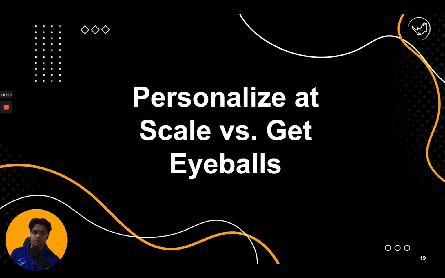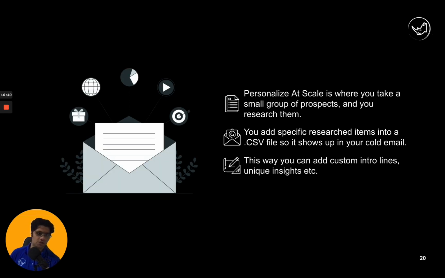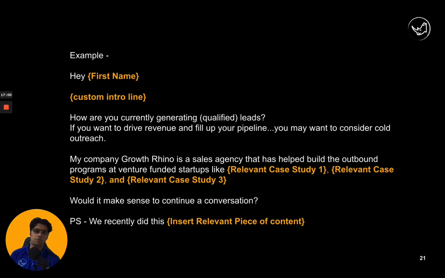The last thing I want to talk about, because I get asked this quite a bit, is: hey, can we use cold email to personalize at scale or get eyeballs? Personalize at scale is a fairly new concept, I'd say, that came out in the last 2 years. It's this whole idea where you can take a small group of prospects, research them really well, and take specific key pieces of information, plug them into a CSV, and throw them into cold email. So this is kind of what it would look like: hey, first name, throw in a custom intro. So you type that out for like 50 people.